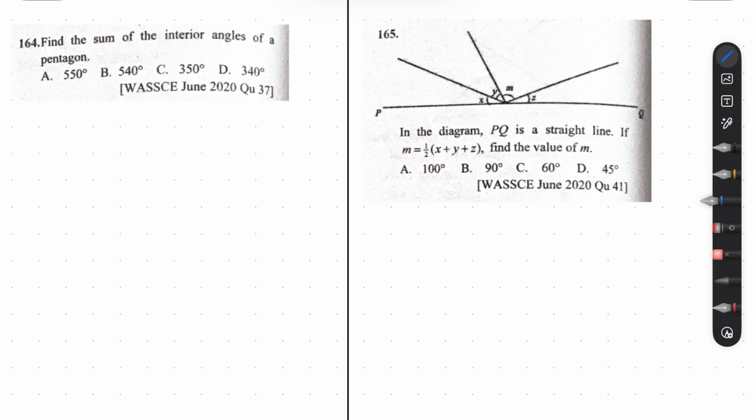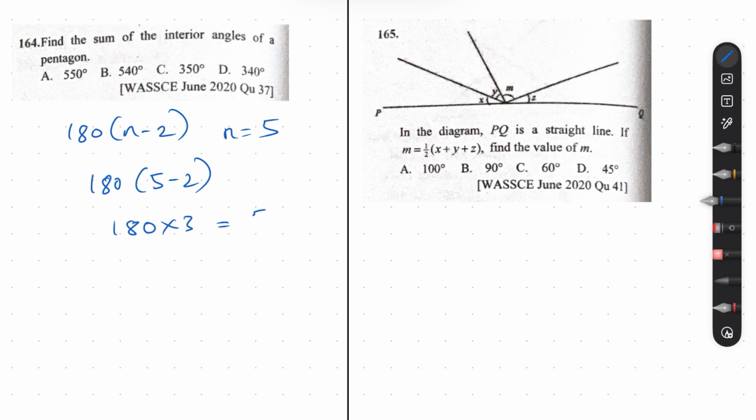Let's move on to question number 164. The question says, find the sum of interior angles of a pentagon. What is the formula we use? 180(n minus 2), right? And the pentagon means n equals 5. So 180(5 minus 2). Okay, that will be 180 times 3, which gives us 540. So that is our answer, 540, which is B.